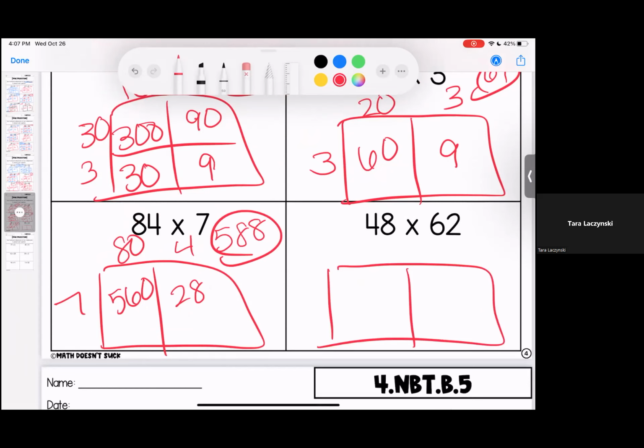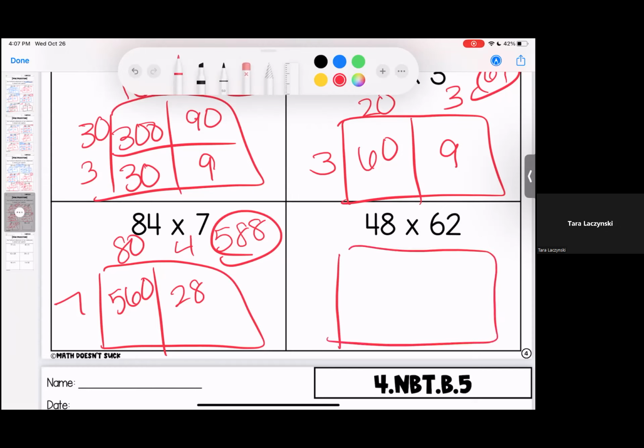48. Whoop, this needs to be a double. Let me redraw that. That is better. So we have a 40, an 8, a 60, and a 2. Again, we're doing 48 times 62 for this one.